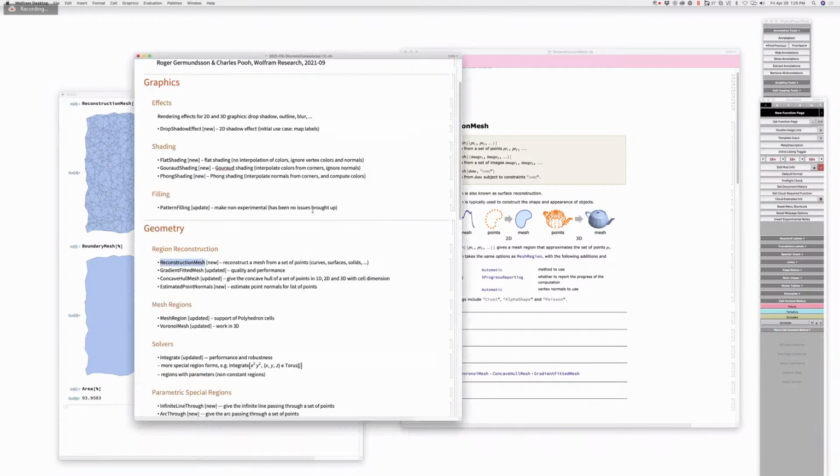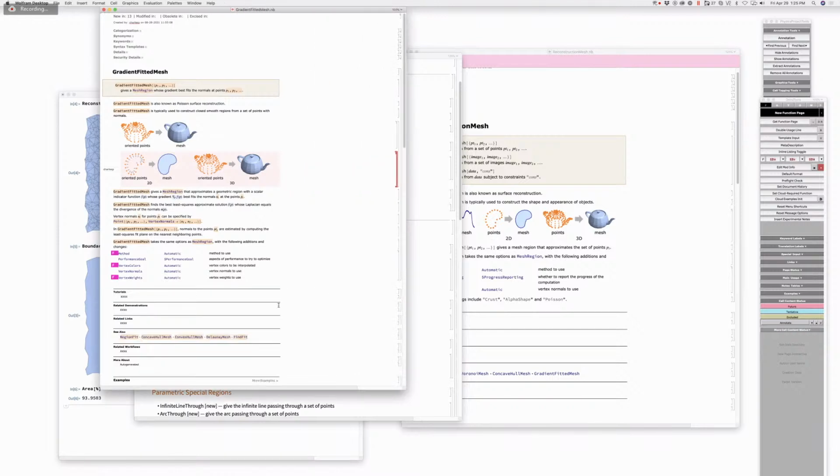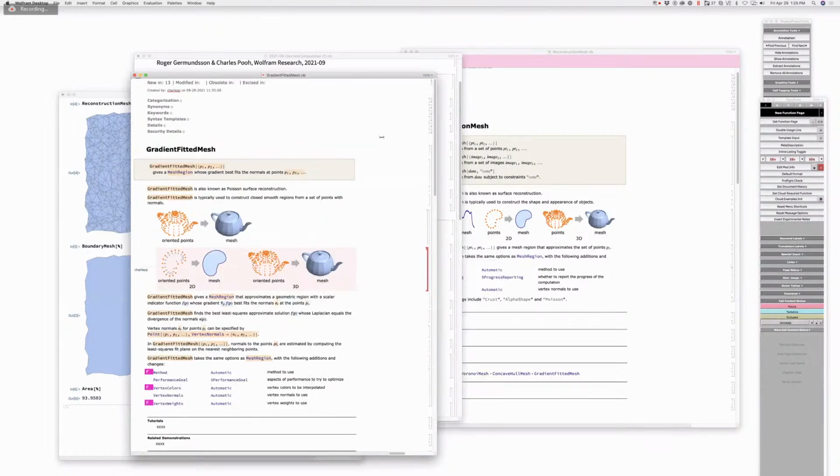Okay, great stuff. All right, gradient fitting mesh. This is a more specialized mesh type, right? Yes. Which could be used by reconstruction mesh, yes or no? Yes. This is the Poisson method. Why on earth does it not point to reconstruction mesh here? We will update it. We are still finishing the documentation, doing the deep linking and such. So it's still in process. Okay, fine.